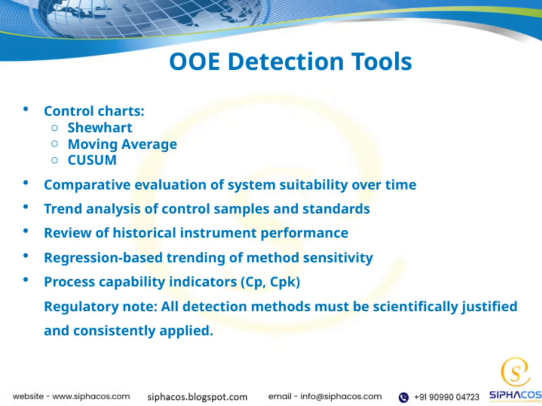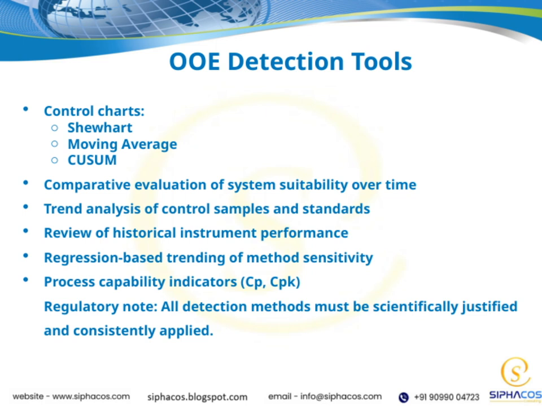Now, let's take a closer look at control charts. These tools are essential for monitoring system performance over time. For example, Shewhart charts are classic, and they help us identify variations that might indicate a problem. Moving average charts smooth out fluctuations, giving us a clearer view of the overall trend. CUSUM charts are more sensitive to small shifts, making them useful for early detection of issues. These charts allow us to compare system suitability across different periods, helping us understand how stable our processes are.